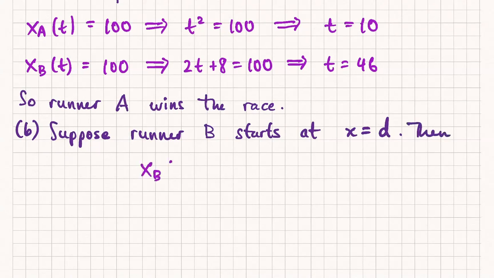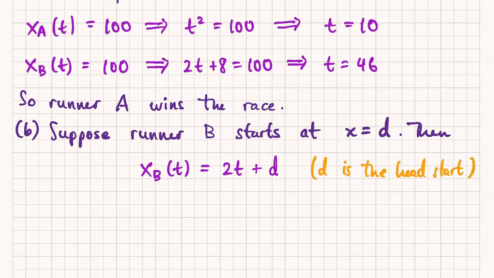Then if we go through the whole thing again, we know that x_B of t, his position, is 2t plus d, where d is the head start. I just want to make that clear. D is the head start. And so like Agana and Jessica have said, we're now going to set this equal to 100, but we already know t should be equal to 10, because nothing has changed with runner A. Runner A still takes 10 seconds to finish the race. We want runner B to also take 10 seconds to finish the race. So that means at t equals 10, runner B better be at 100.